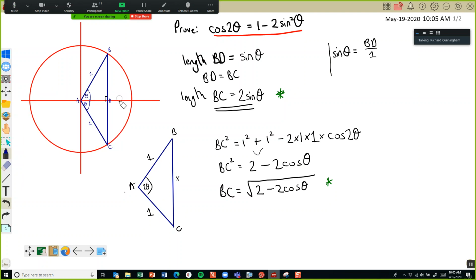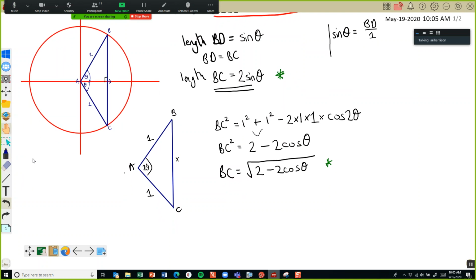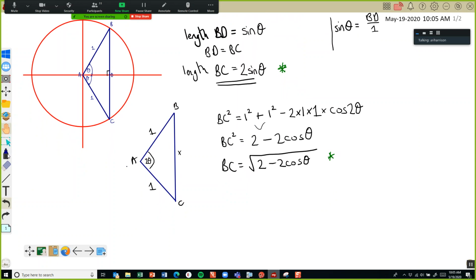What do you mean? Just clarify. I think you're right. Yeah, absolutely good. 2 sine theta equals BC. It also equals this thing. So they both equal each other. Good. All right, let's keep going with this.